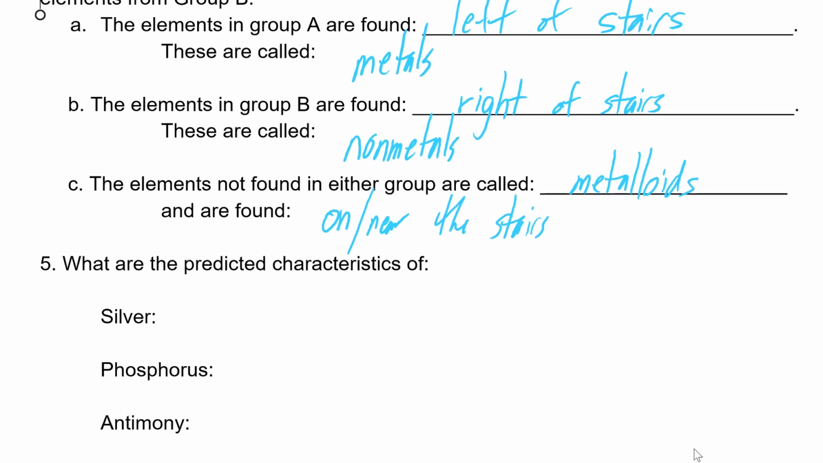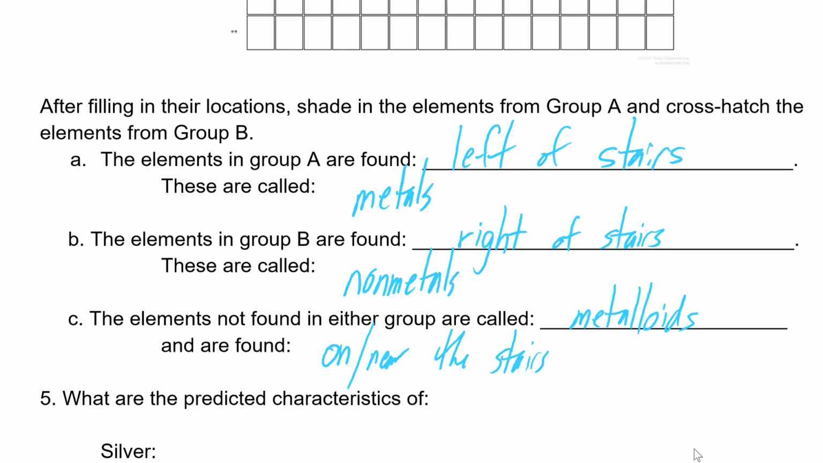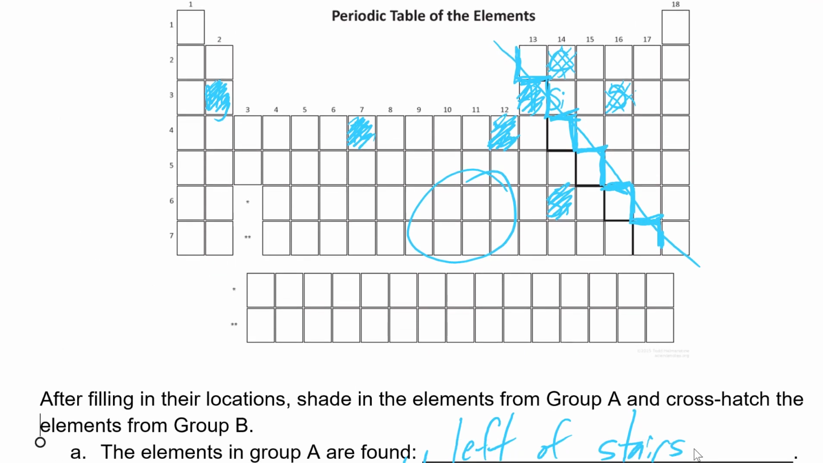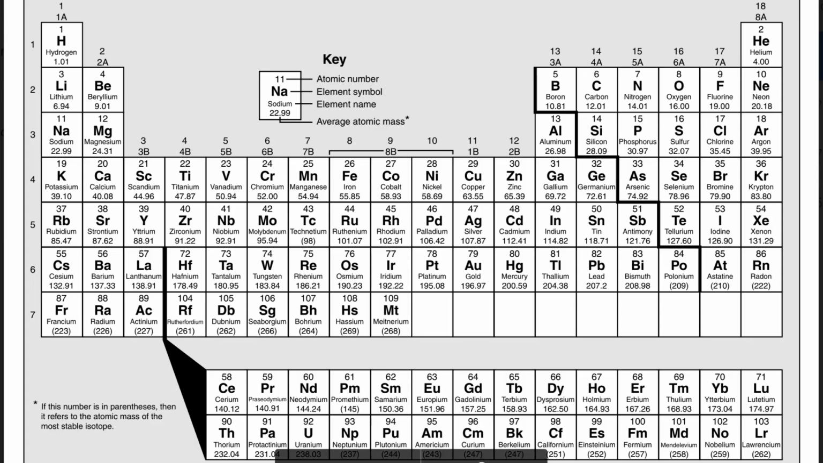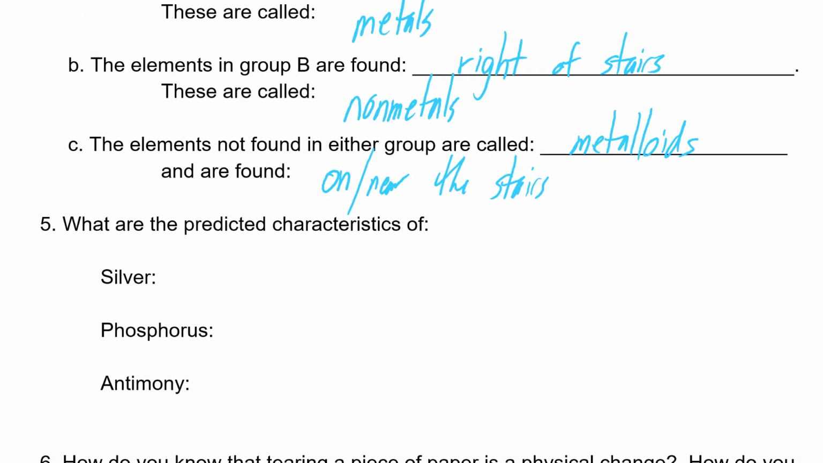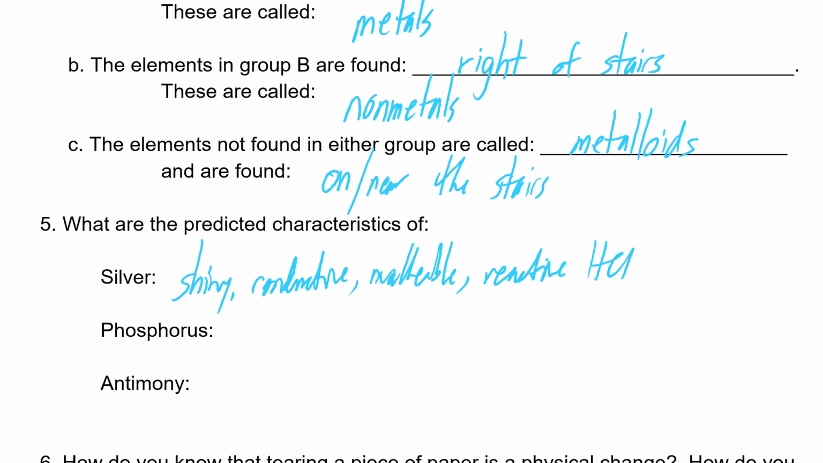Number 5, what are the predicted characteristics of silver? So remember, silver is found about here somewhere on the periodic table. So if we switch over, we can see that silver is number 47. So we know that silver is a metal, so we know that it's shiny. We know that it's conductive. We know that it's malleable. And we know that it's reactive with HCl and or copper 2 chloride.